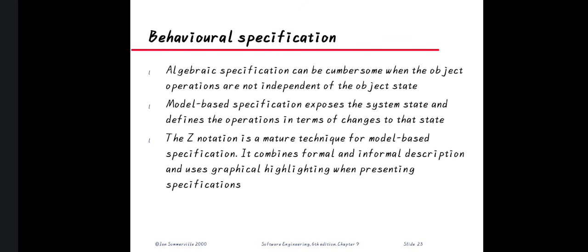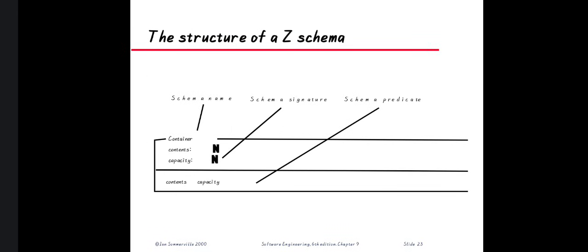Behavioral specification. Algebraic specification can be cumbersome when the object operations are not independent of the object state. Model-based specification exposes the system state and defines the operations in terms of changes to that state. The Z notation is a mature technique for model-based specification. It combines formal and informal description and uses graphical highlighting when presenting specifications.